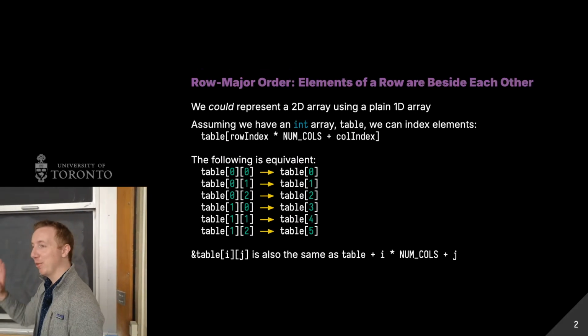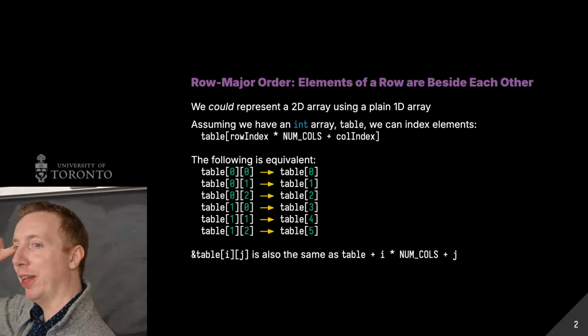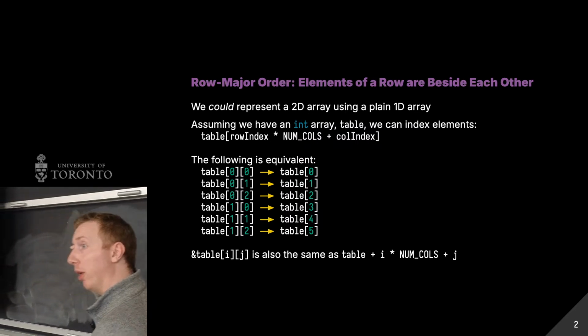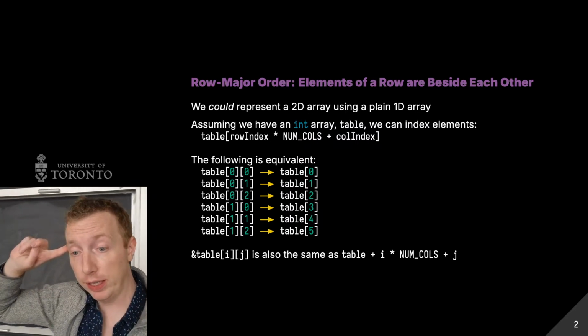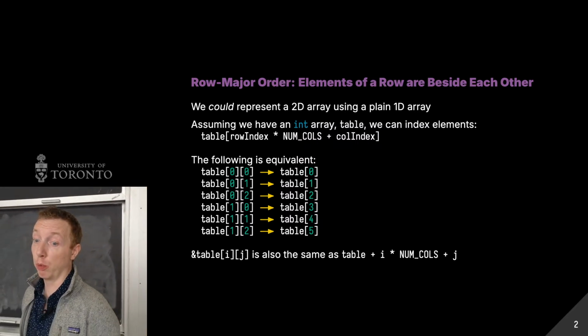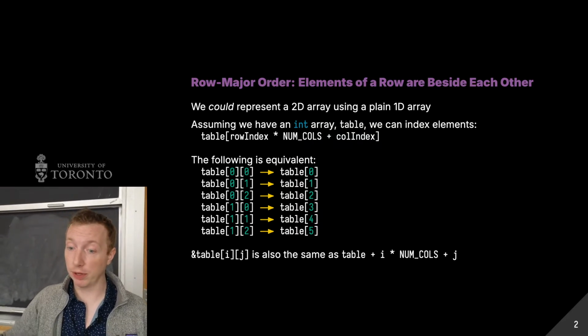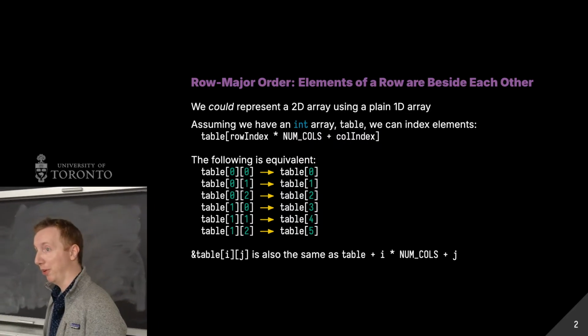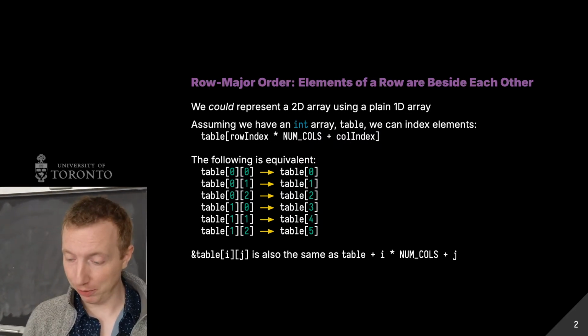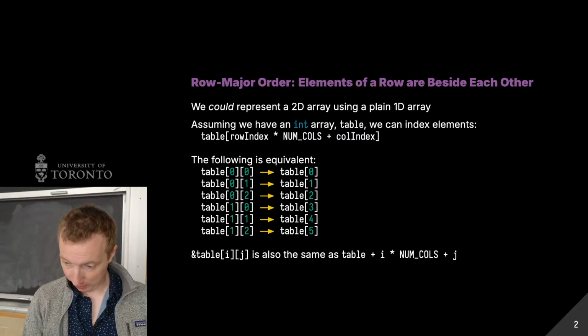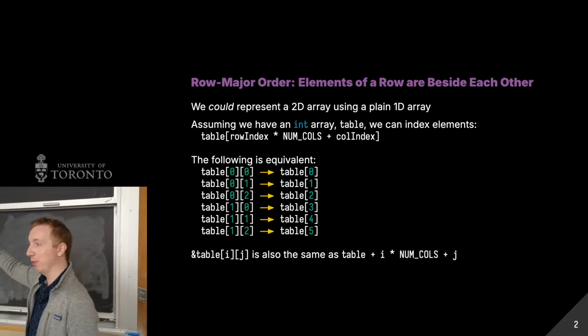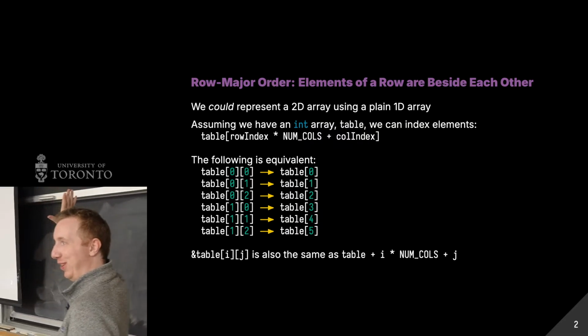So, first off, a bit of background that everyone should know: how 2D arrays are laid out in C. It is row major, which means elements of a row are all beside each other in memory. So you can just think of it as a 1D array. I literally lifted this from APS 105, so I hope this is review.